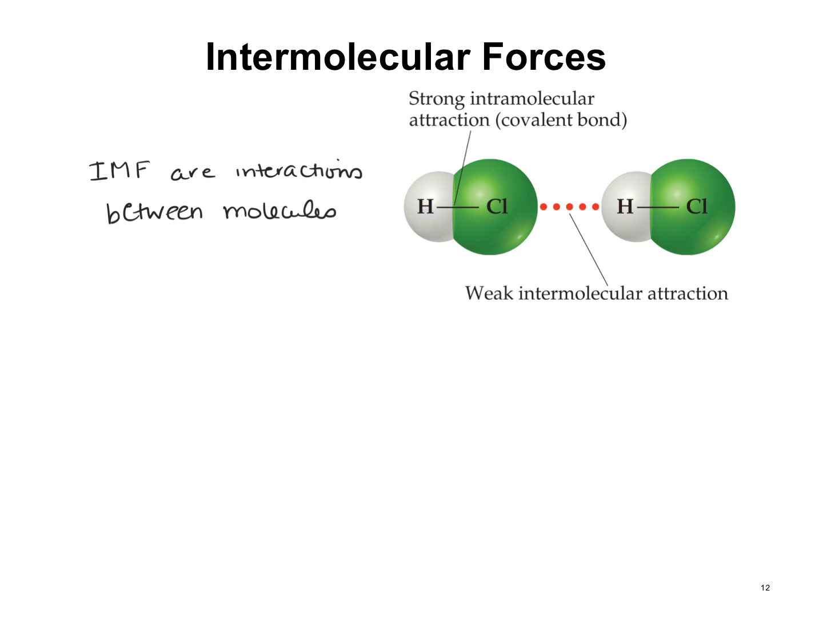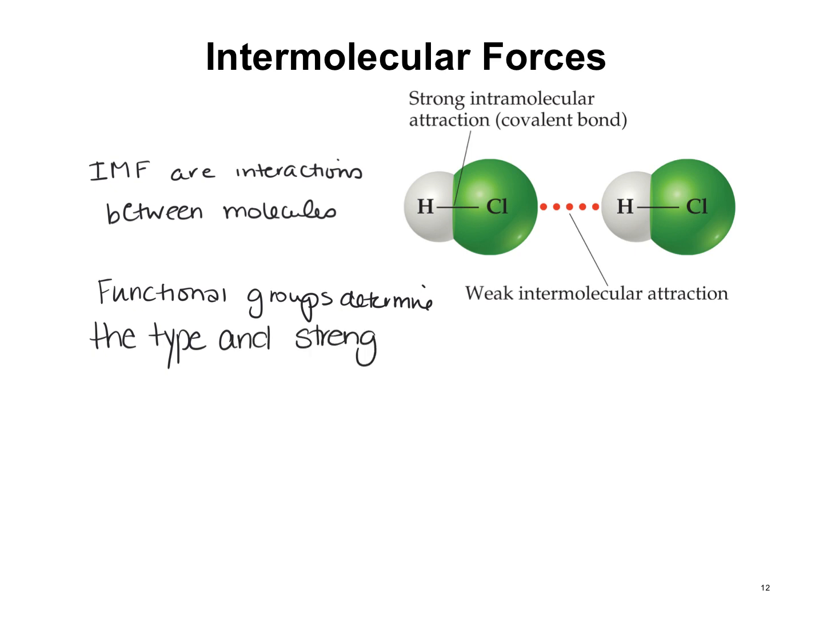We have a strong intramolecular attraction, which is a covalent bond between the hydrogen and the chlorine. But we have weak intermolecular attractions between the two molecules of hydrochloric acid. So what we're focusing on here are the interactions between molecules. Now, functional groups determine the type and strength of these interactions.